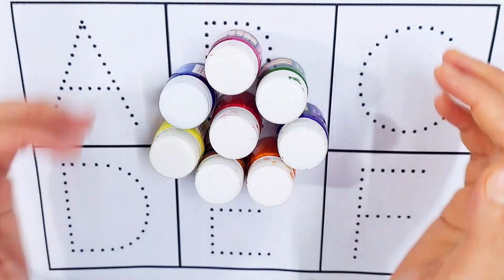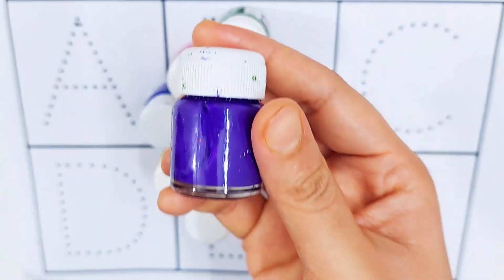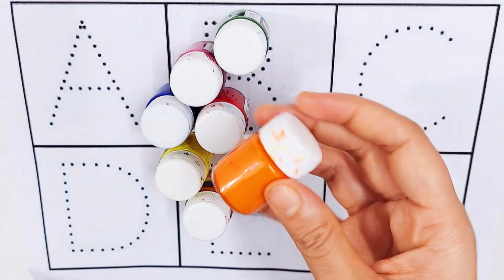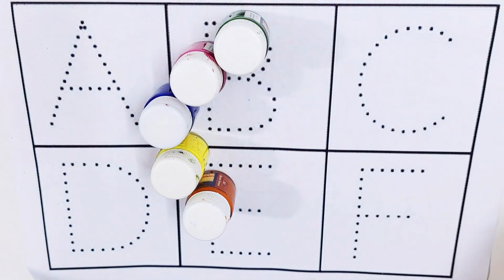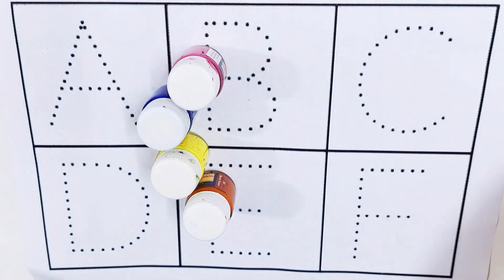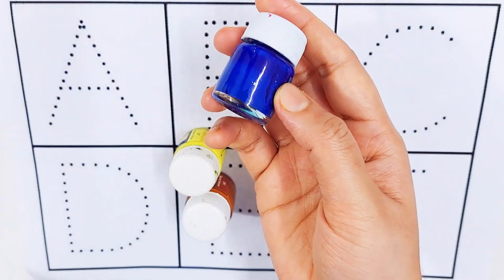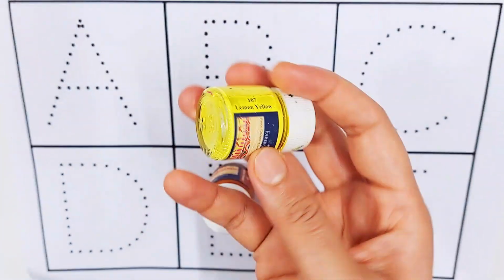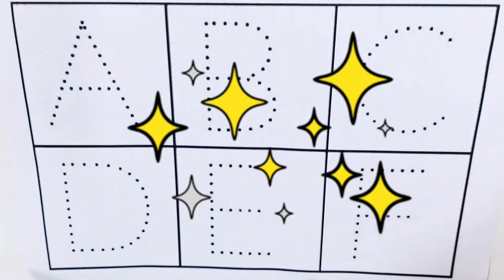Hello kids! Let's learn some colors name. Violet color, orange color, red color, green color, purple color, dark blue color, yellow color, brown color.